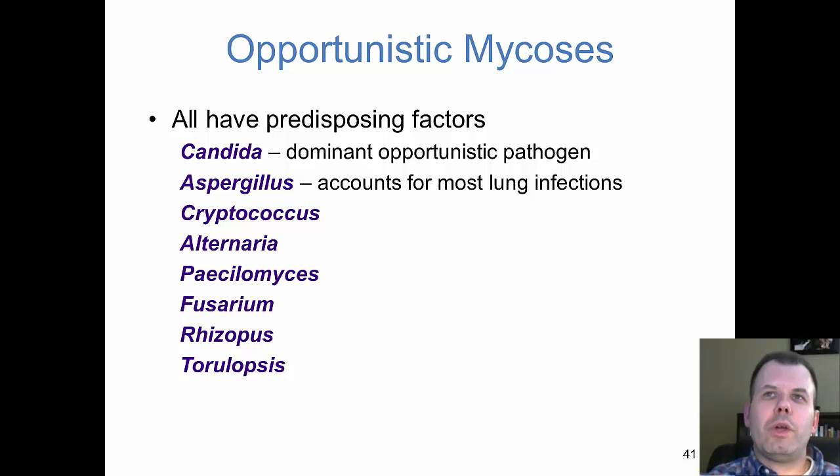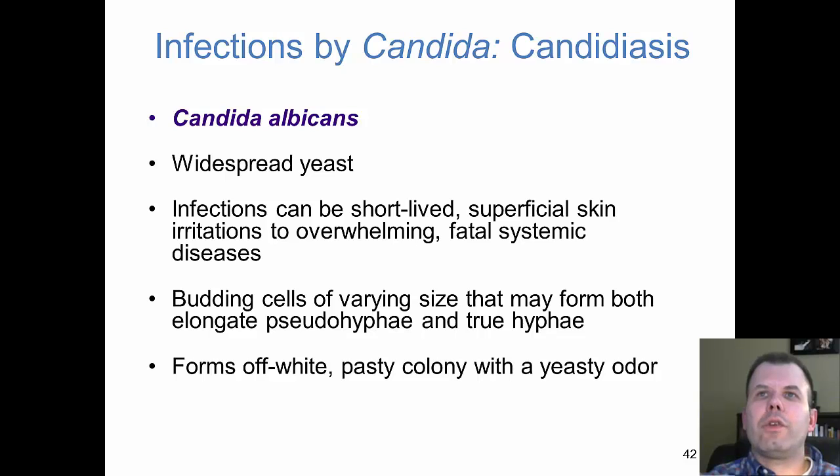Again, the biggest one is Candida. That is the yeast infection. We'll talk a little bit about that. Aspergillus, Cryptococcus, and some of these other ones are spores that you breathe in. And again, they can cause systemic infections, especially if you're immunocompromised. All right, so Candida albicans, this is the widespread yeast. Again, infections can be short-lived, typically either superficial skin irritations to overwhelming fatal systemic diseases, depending on how well someone's immune system is doing.